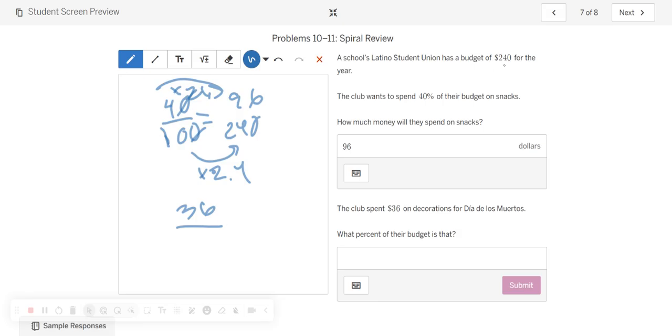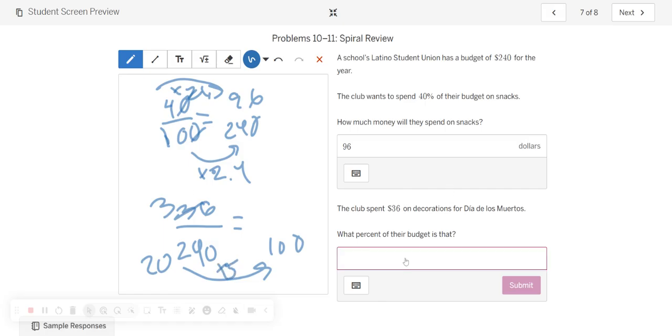36 bucks. 36 over original was 240 equals what over 100? That's a divide by 2.4. That's not very pretty. Divide by 12 over 12. This becomes 3 over 20. And then my side-to-side number is times 5. 3 times 5 gives me 15%.